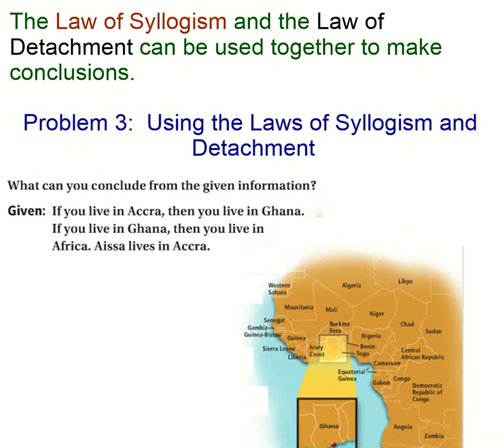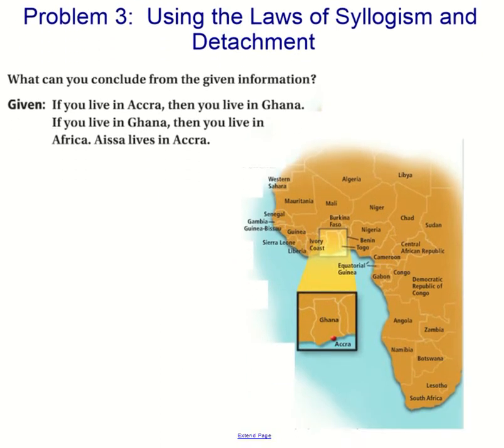And so here I have a problem. We decide what we conclude. It says, if you live in Accra, so Accra is this little city over here, then you live in Ghana. So, okay, then you're going to live in Ghana. If you live in Ghana, so Ghana is this country right here, then you live in Africa. And what they tell us then is that Isa lives in Accra.